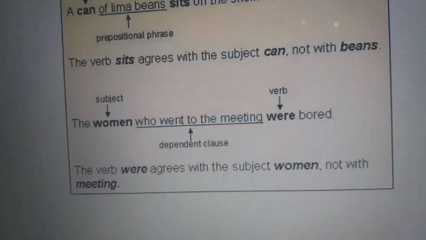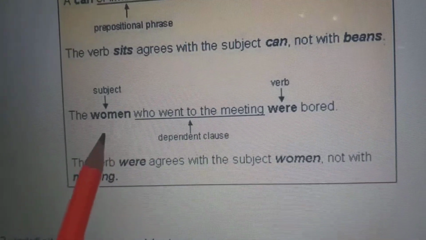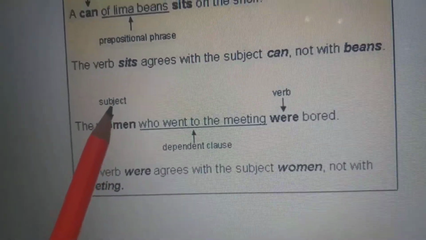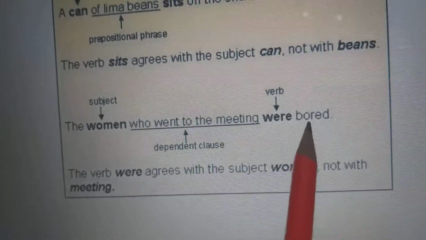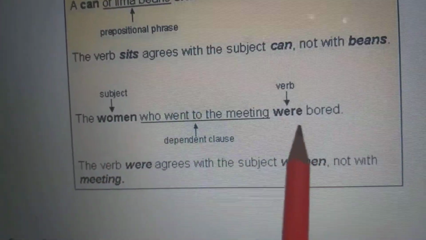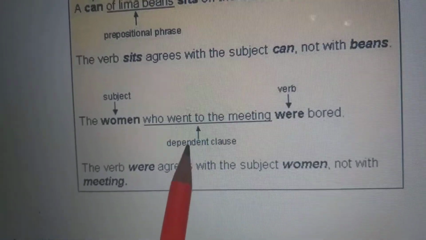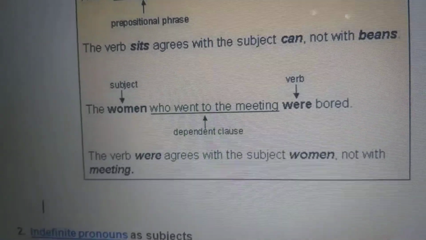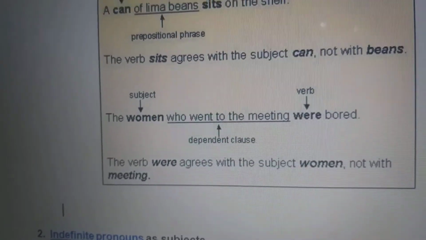Next: the women who went to the meeting were bored. Now, women, look over here, it's in a plural form. So it's the subject over here. And who went to the meeting is the dependent clause. As the subject is in a plural form, were is also in a plural form. So over here, the verb agrees with the subject women, not with the meeting.